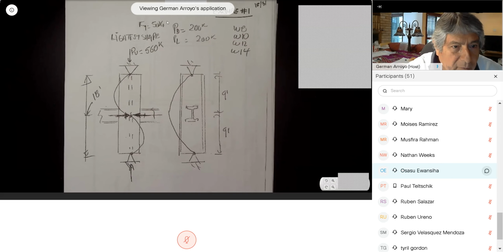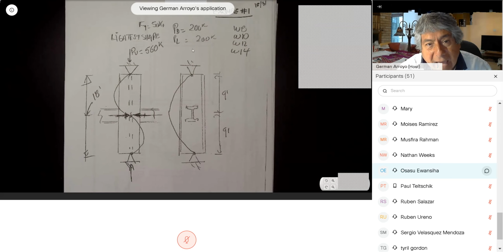Fy is equal to 50. We always want the lightest shape. The lightest shape is the smallest weight per foot. The dead load is 200, the live load is 200, and they want you to find the lightest section. And you have to consider W8, W10, W12, and W14.